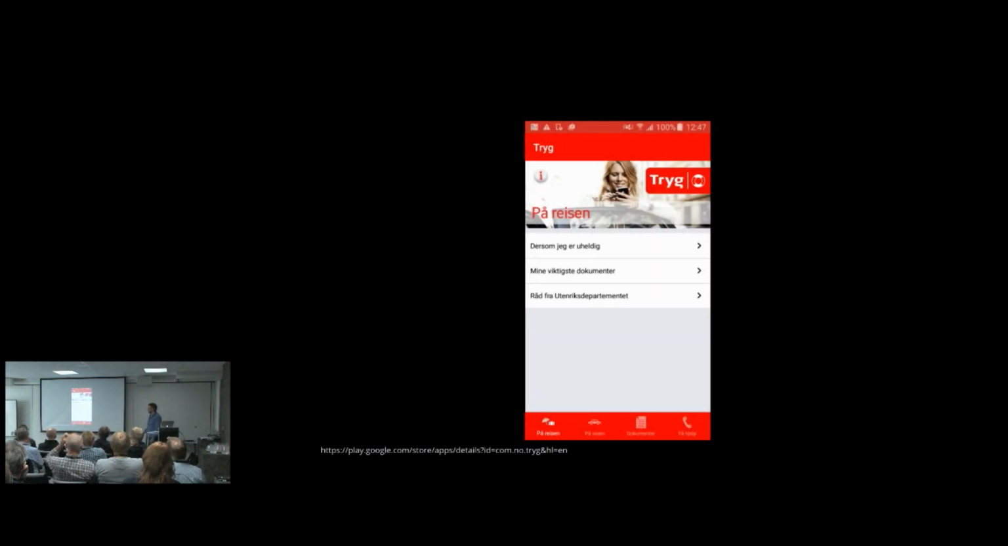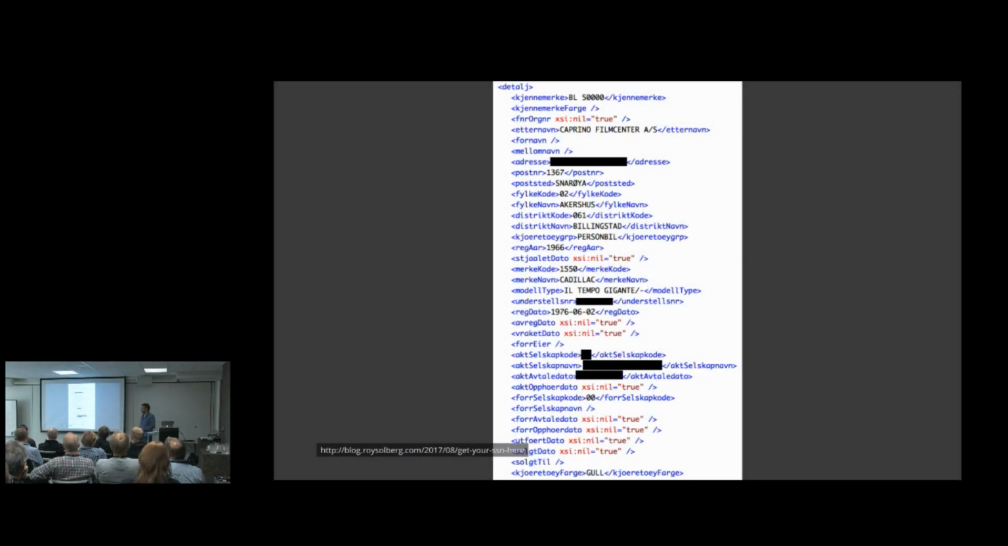The next example is an insurance app that recently had a security vulnerability. In this case, you could ask for information about a car based on the license plate. The problem was that they revealed a lot of information in the calls. When you asked for information about the car, you would get back all kinds of information about who owned it. You could ask for the Norwegian King's car, and you'd get information about that. There are a lot of things here that shouldn't be exposed. So this is, once again, a classic example of information leakage.